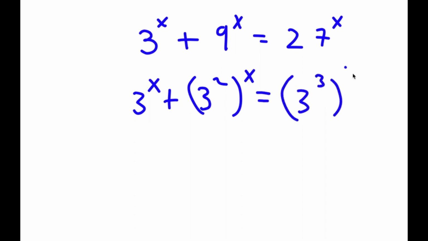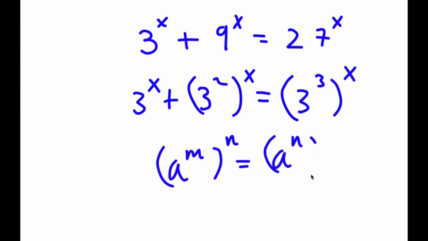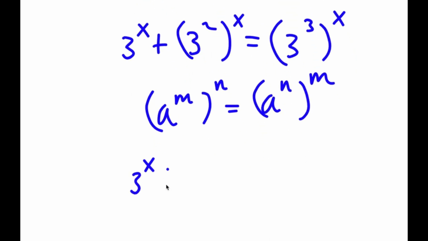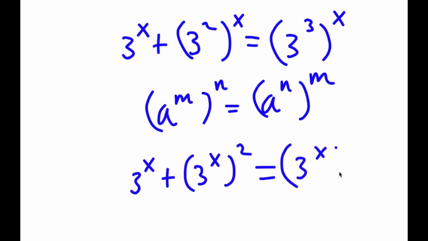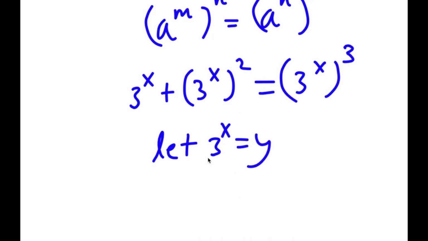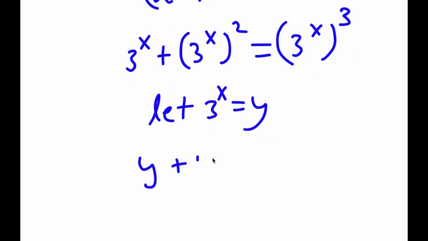Now, if I have something in the form a to the power of m to the power of n, this is the same thing as a to the power of n to the power of m. So I can rewrite these as 3 to the power of x plus 3 to the power of x to the power of 2 is equal to 3 to the power of x to the power of 3. Now I'm going to let 3 to the power of x equal to y. So now I have y plus y squared is equal to y to the power of 3.